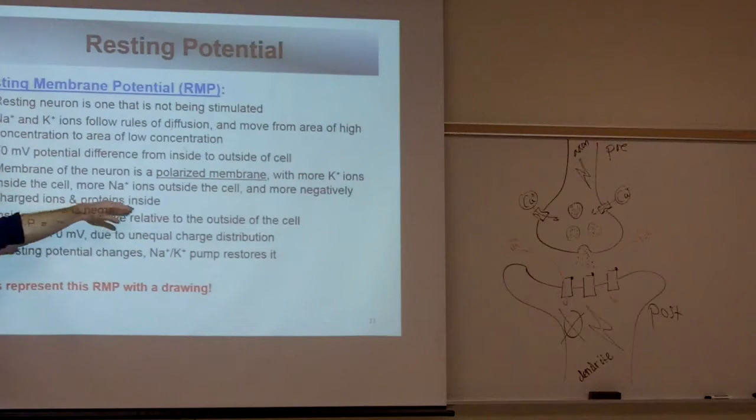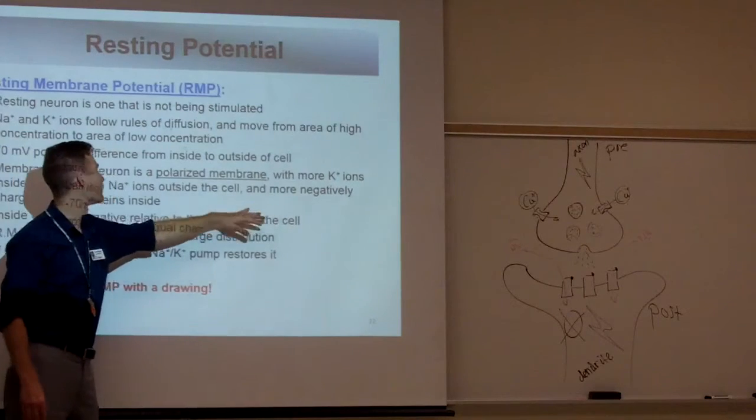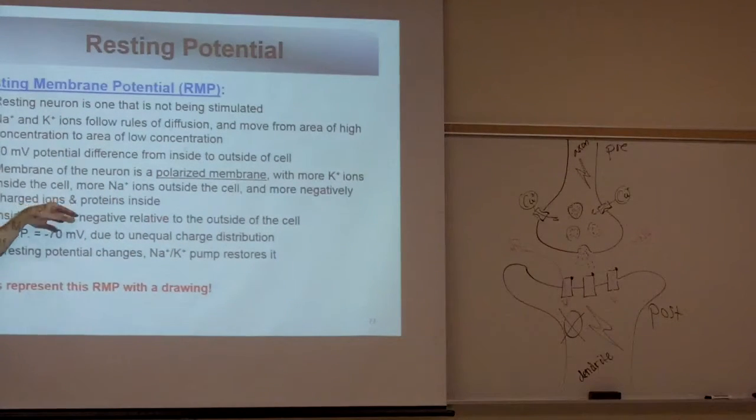And this is the kicker here. More negatively charged ions and proteins hang out inside the cell. So think about this really quickly. You've got positive sodium out here. You've got positive potassium inside. And then you add a bunch more negatively charged molecules inside the cell. You're going to reach that negative 70 millivolts, which is what we need to be at.